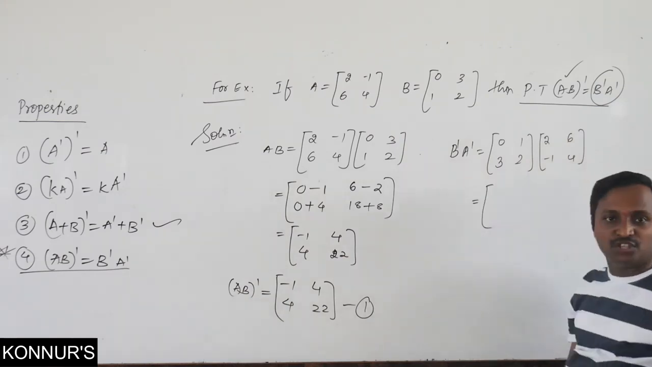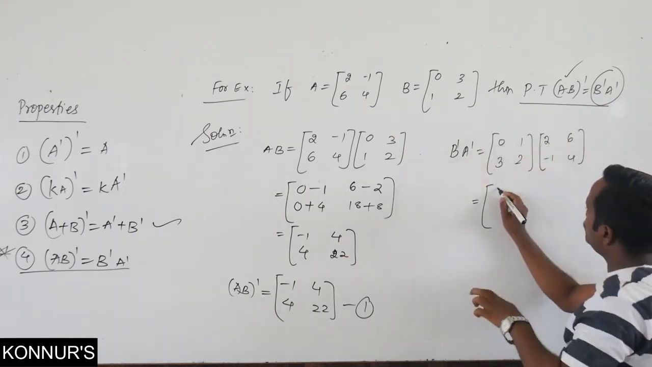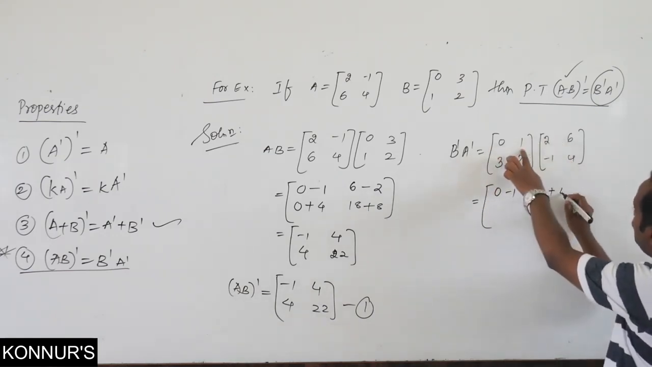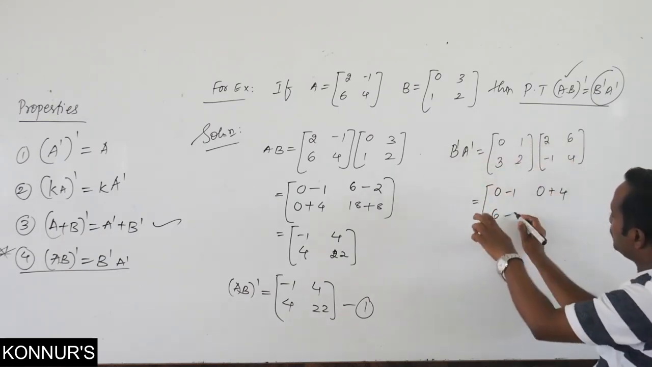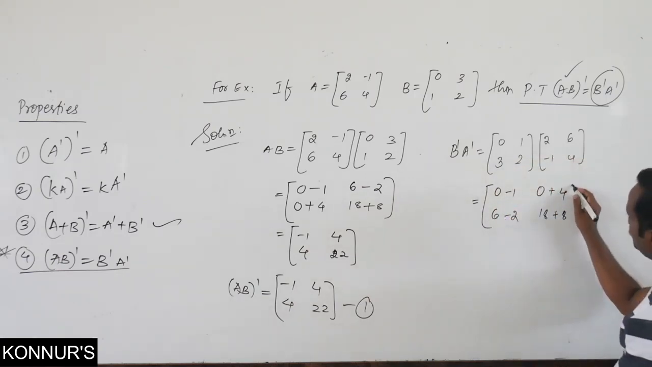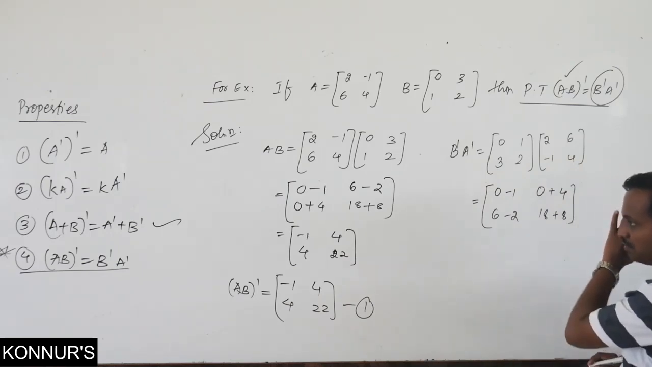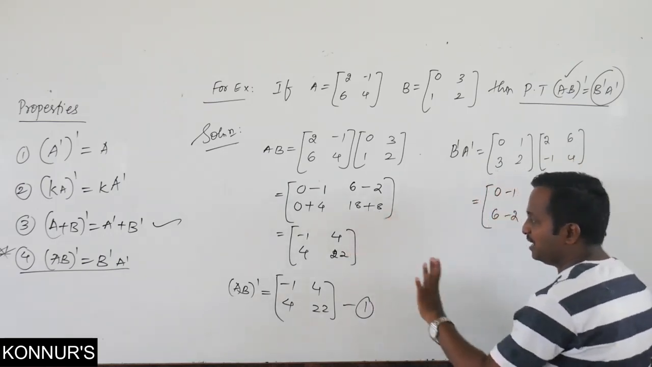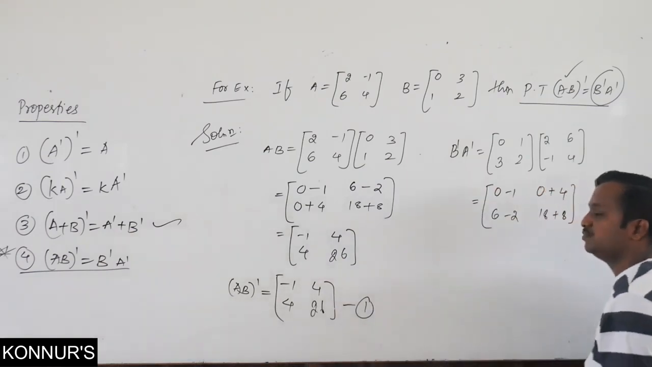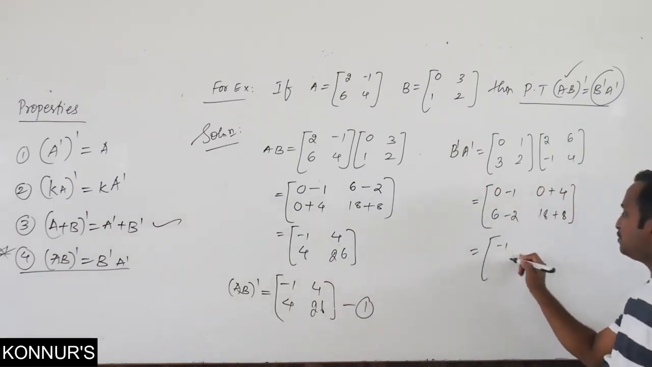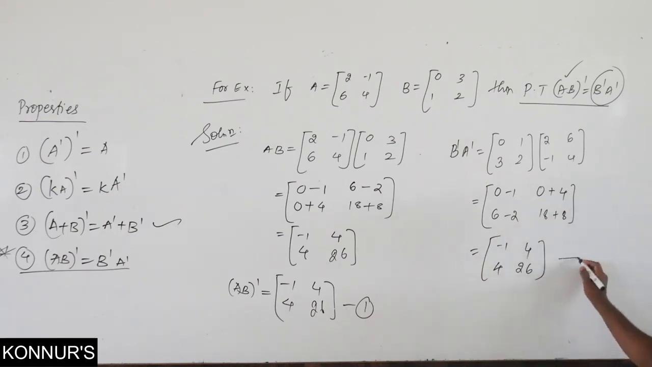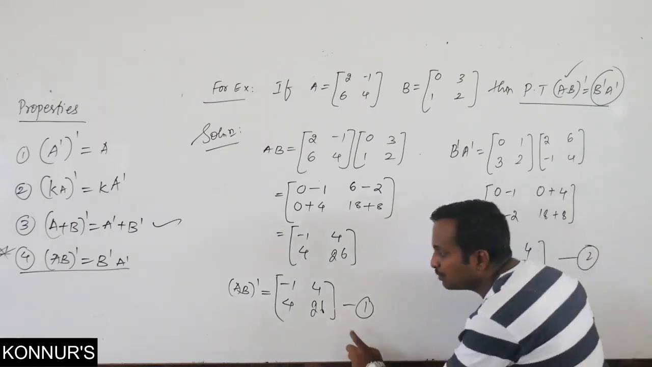Now usual matrix multiplication: 0 into 2 is 0, 1 into minus 1 is minus 1, next 0 into 6 is 0, 1 into 4 is 4, 3 into 2 is 6, 2 into minus 1 is minus 2, 3 into 6 is 18, 2 into 4 is 8. Here I made a mistake: 18 plus 8 becomes 26. I am sorry. Now we can observe here: minus 1, 4, 6 minus 4, 2, 18 plus 8, 26. Isn't it? This is equation number 2, and that was equation number 1.